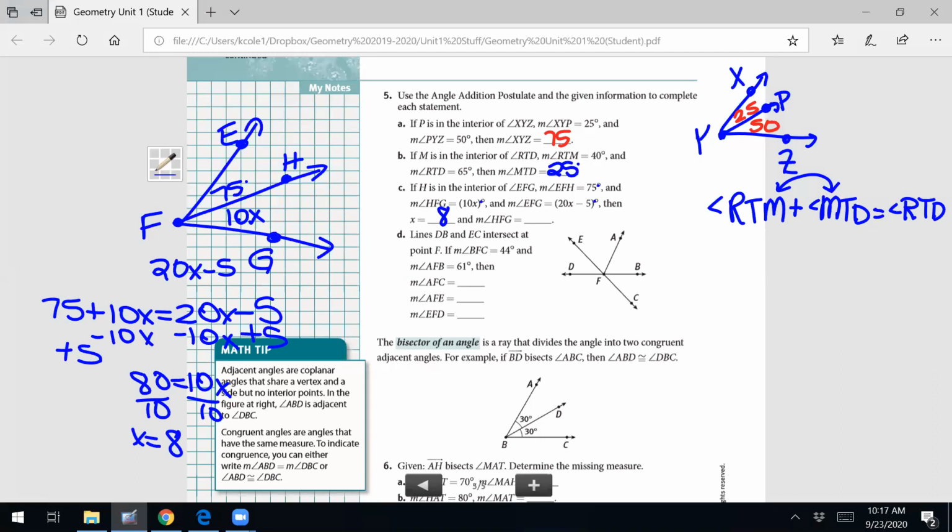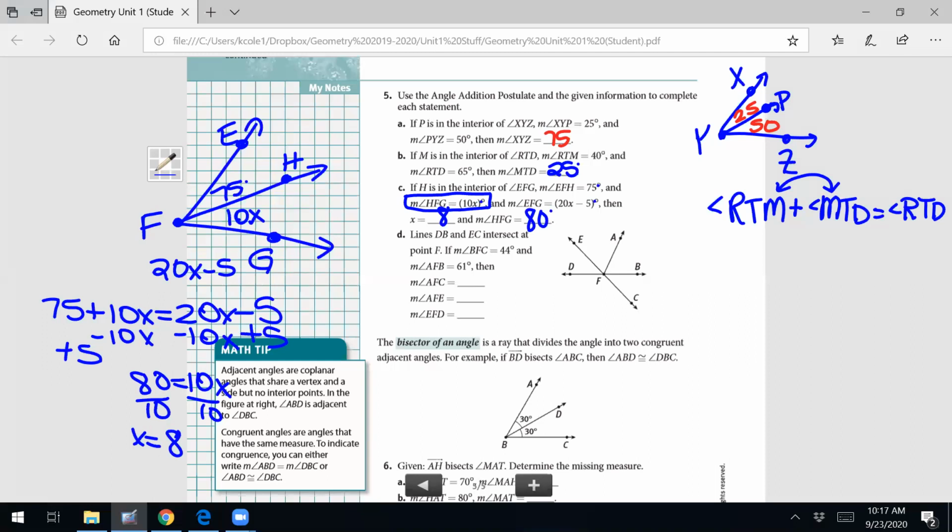Now they want to know the measurement of angle HFE. Well, this represents the angle 10x. So we've got 10 times 8, which means it's going to be 80 degrees.